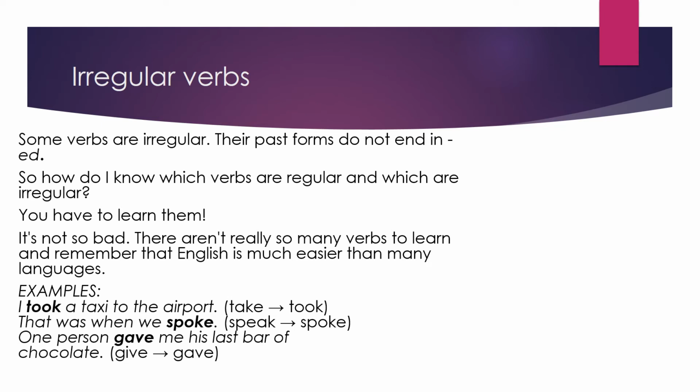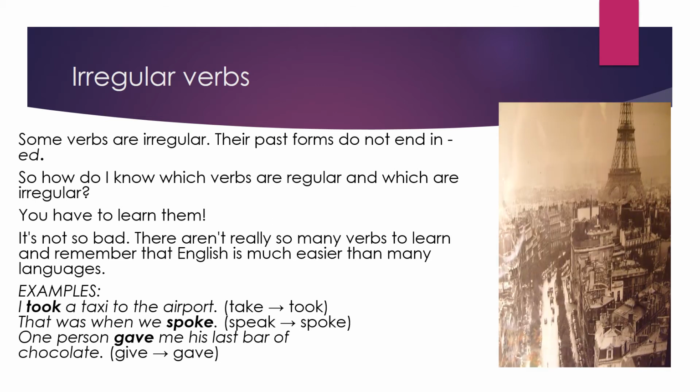And I have a couple of examples for you. I took a taxi to the airport. Take is the base form of the verb, and as it is an irregular verb, it changes to took. Second example, that was when we spoke. Speak is the base form of the verb, and in the past simple we change it to spoke. One person gave me his last bar of chocolate. Give is the base form of the verb, and gave is the past simple of that verb.